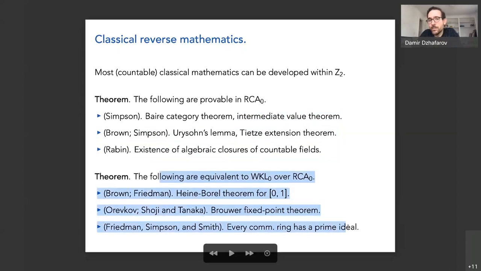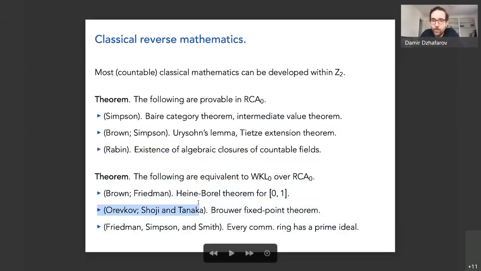Here are some results that are equivalent to WKL₀, the next system up. This one often corresponds to various kinds of compactness results. So the Heine-Borel theorem for the closed unit interval, the Brouwer fixed point theorem, and the result that every commutative ring has a prime ideal. I'll come back to this in a second.